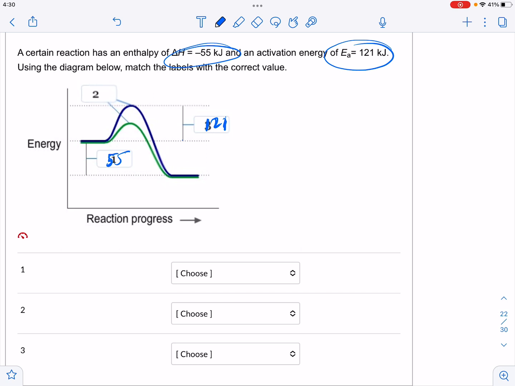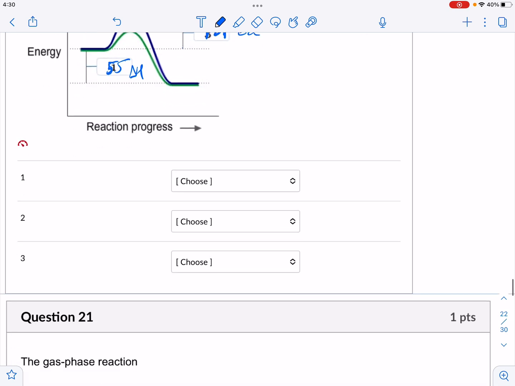So this is the activation energy, this is delta H. I can't remember if it was the numbers or the names, and here 2 will be the transition state. I should check what the options were there.